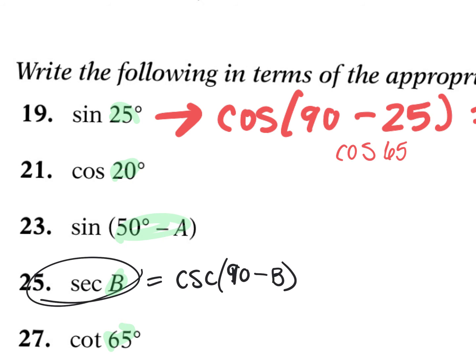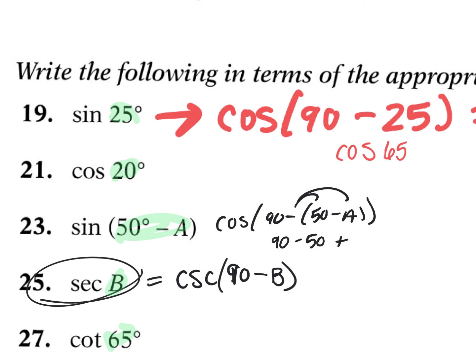Well, how do you do number 23? So you're going to have cosine of 90 minus 50 minus A. You apply the negative, so it's 90 minus 50 plus A. Then 90 minus 50 is 40 plus A. So subtract it from 90.